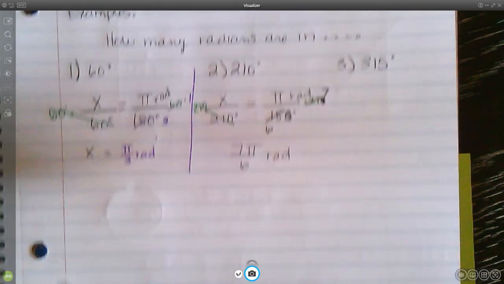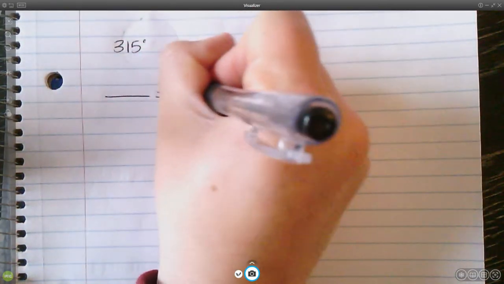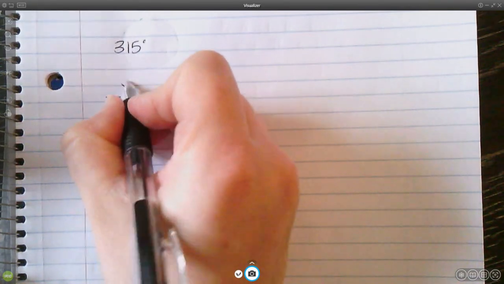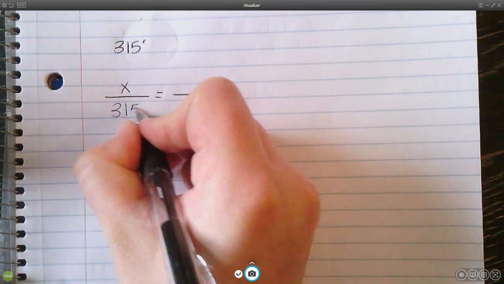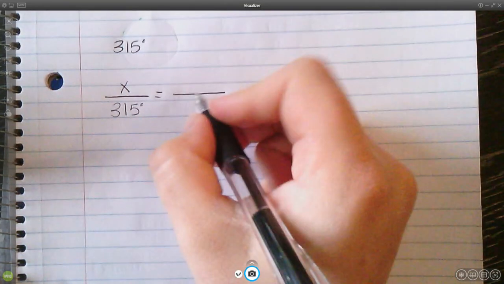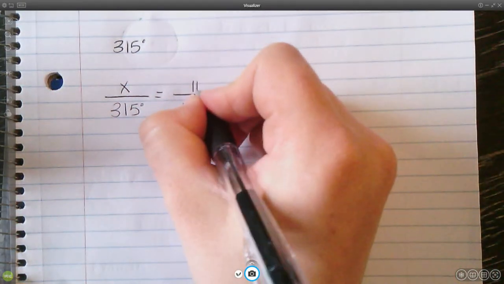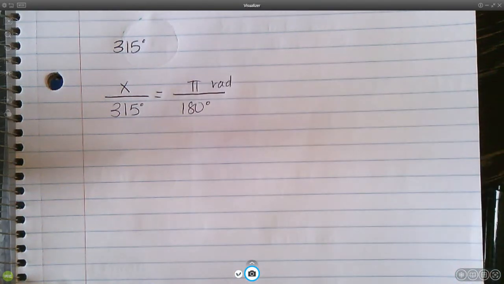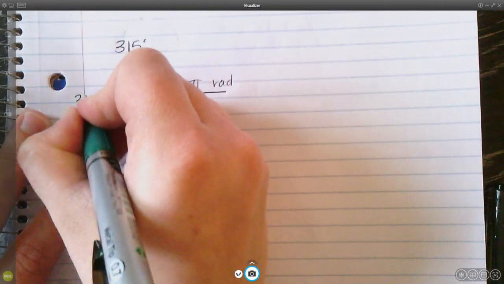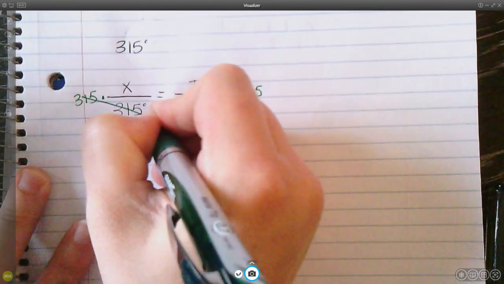All right, last one. I'm just going to scooch down here. So 315 degrees. Okay, what you want to find goes on the top left. So there you put x. On the bottom is what you know. So we know it's 315 degrees. So 180 degrees goes here. And then pi radians goes on top. Multiply both sides by 315. These two things cross out.